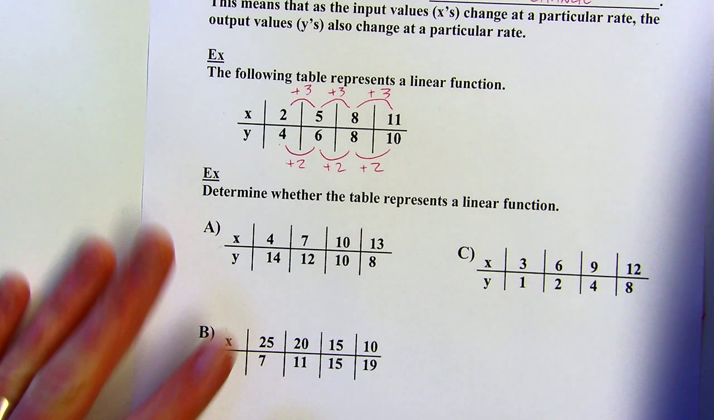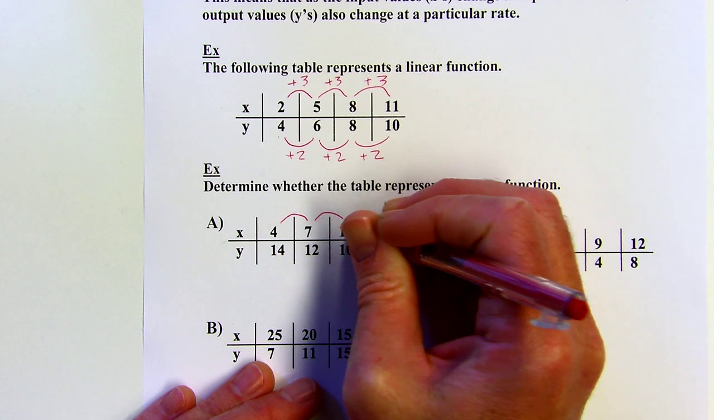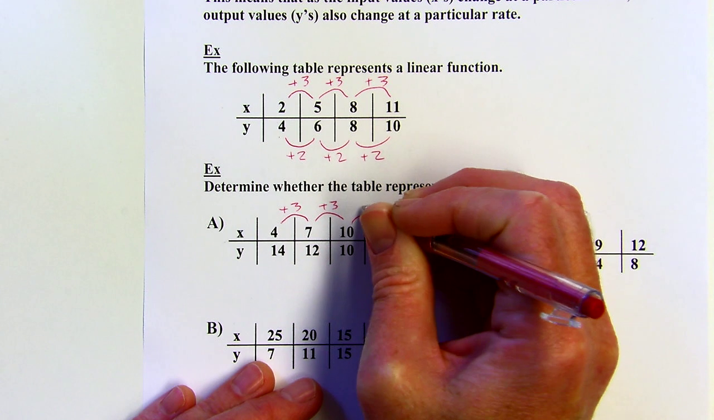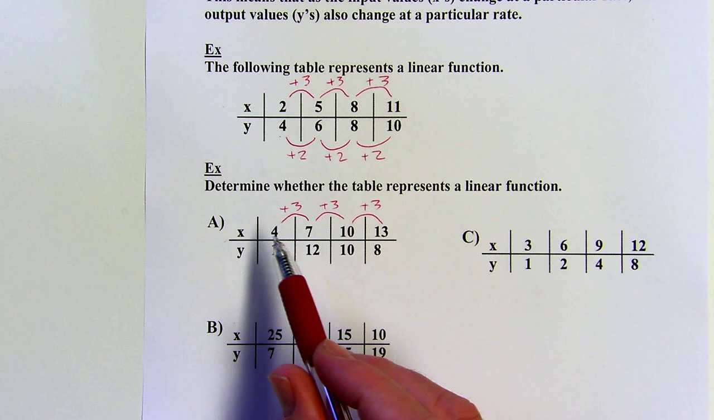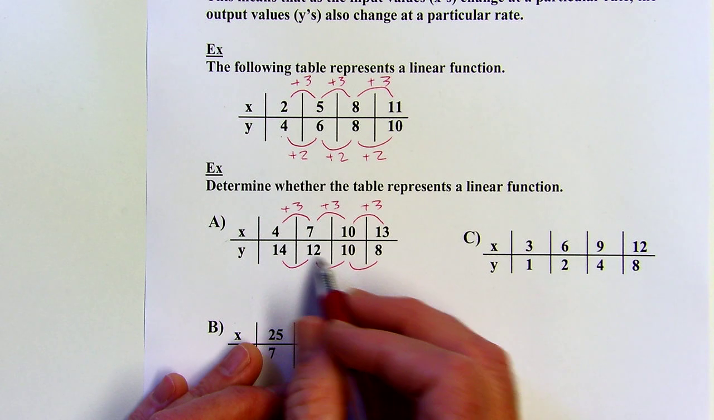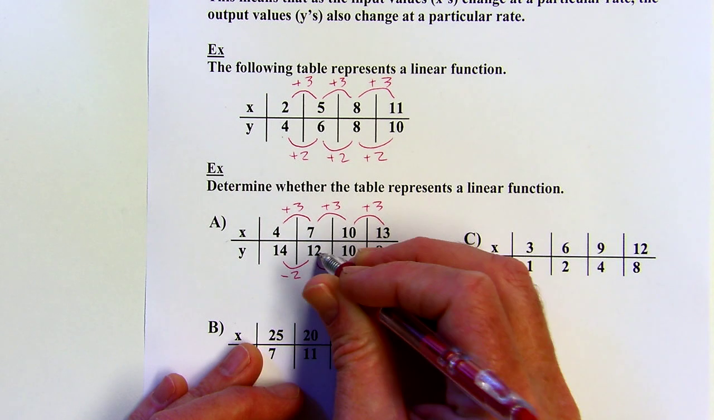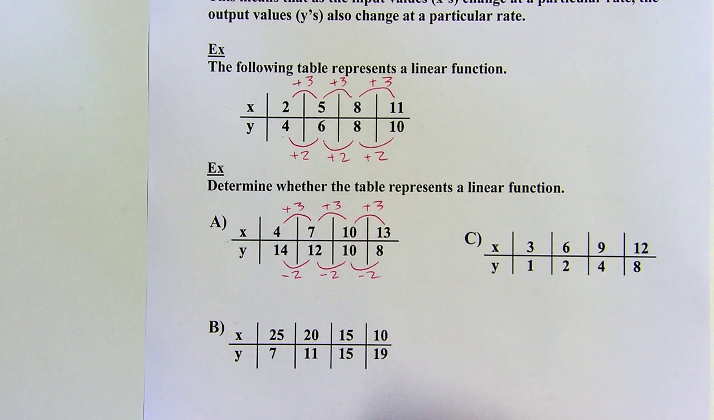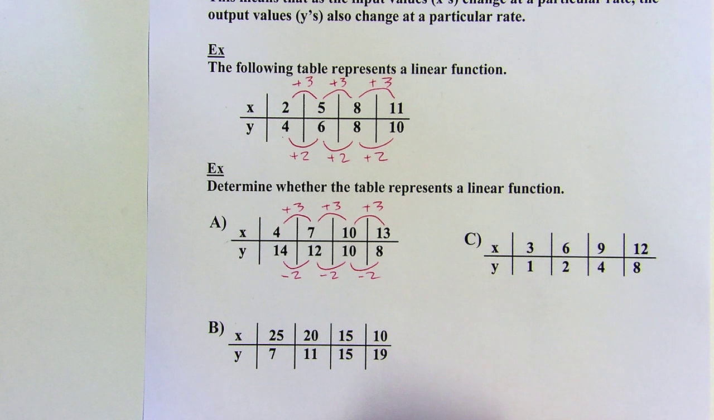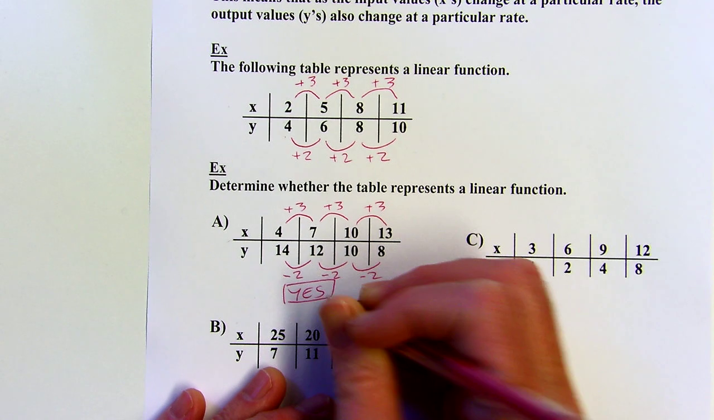Looking at this one, I'm thinking, how am I getting from 4 to 7 to 10 to 13? Well, I'm adding 3 for all of those. Okay, so I've got a steady rate for my x's. Now I want to see if I have a steady rate for the y's. These are getting smaller as I go from left to right. So 14 to 12, I'd have to subtract 2. 12 to 10, subtract 2, subtract 2. So I have a steady rate for my y's as well. So I can say that, yes, I do have a constant rate of change here. That means, yes, this is going to represent a linear function.